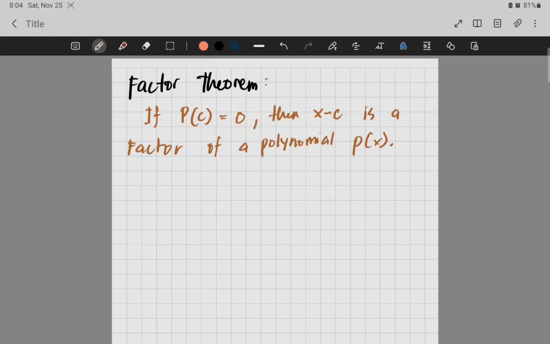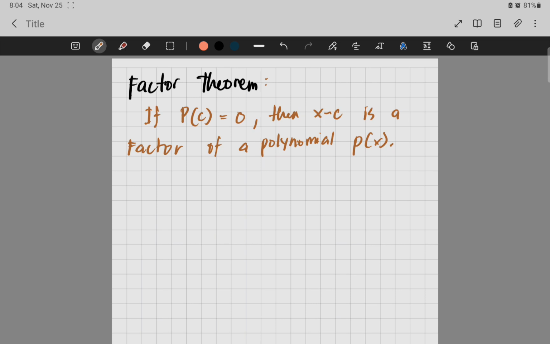Hello, grade 10. So for today, I'm going to discuss with you the factor theorem. It states that if p of c is equal to 0, then x minus c is a factor of a polynomial p of x. So how are we going to illustrate this factor theorem?